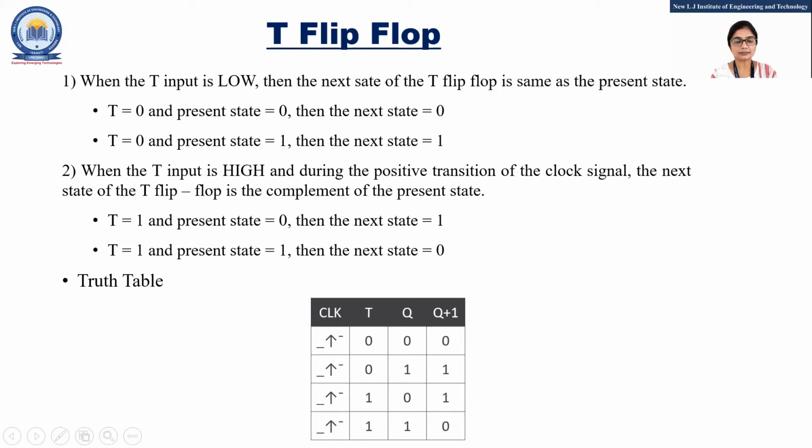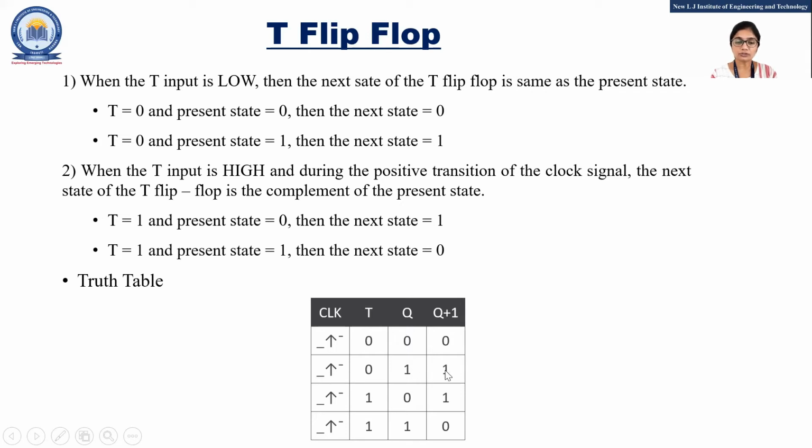You can see this in this table. This is the truth table of the T flip-flop. As we have already discussed, this arrow indicates positive edge trigger. We are using positive edge trigger flip-flop here. So whenever T is 0, if Q is 0, then Q n plus 1 will be 0. This is the previous state, and Q plus 1 is the current state.